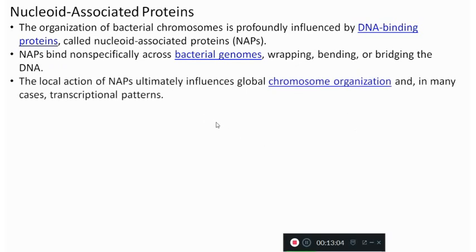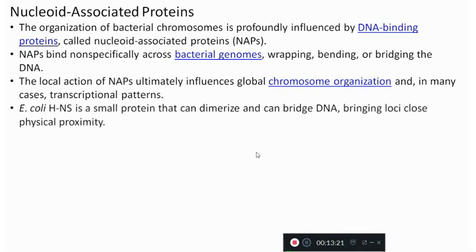The local action of nucleoid-associated proteins ultimately influences the global organization of the chromosome, and in many cases its transcriptional pattern is also controlled by these nucleoid-associated proteins. In E. coli, the HNS, this histone-like protein, histone nucleoid structural protein, is a small protein that can dimerize and can bridge DNA, bringing loci into close physical proximity.